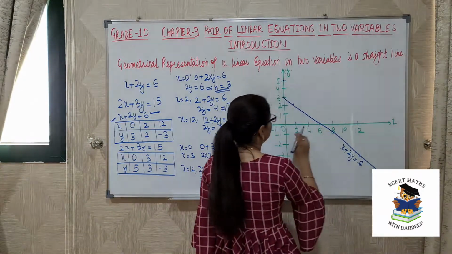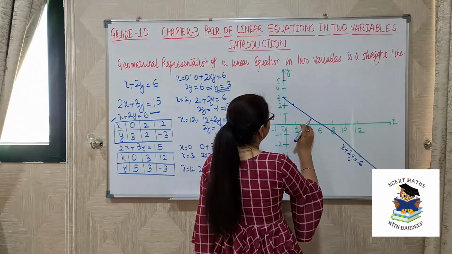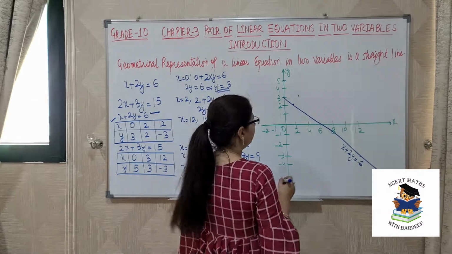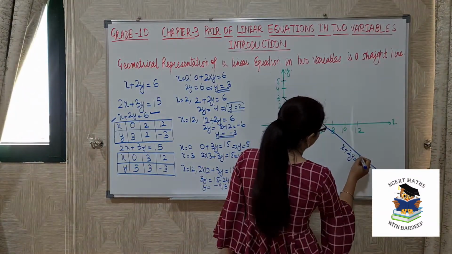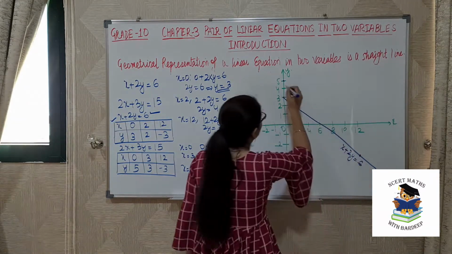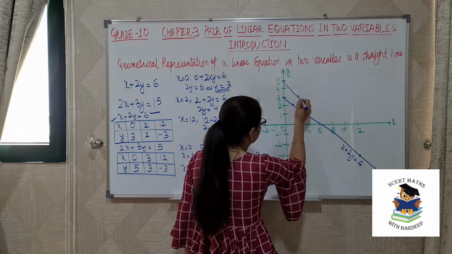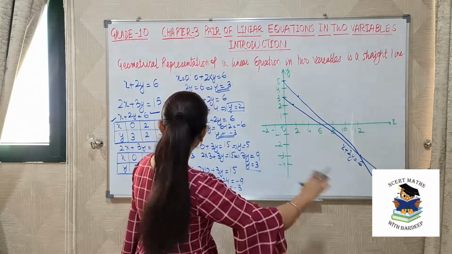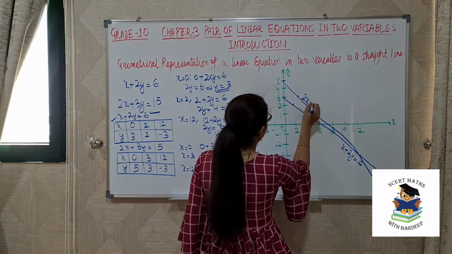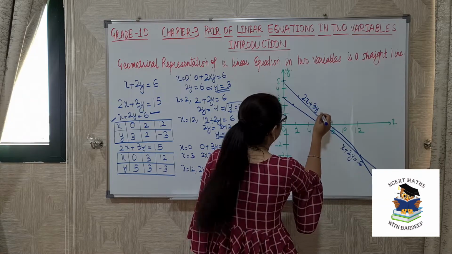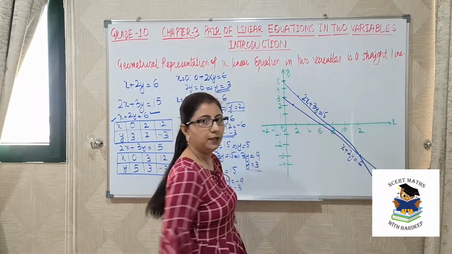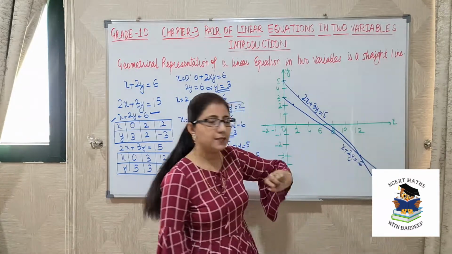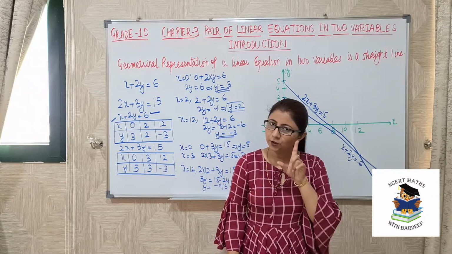Next is 3, 3. See, in between 2 and 4 I will have 3. So I will extend it further, somewhere here. And the third is 12 and minus 3. So this point again, this one. Okay, so something like this. This equation is 2x plus 3y equals 15. When you plot this with your scale, you will get straight lines. These two lines will definitely intersect at one point if they have only one solution.